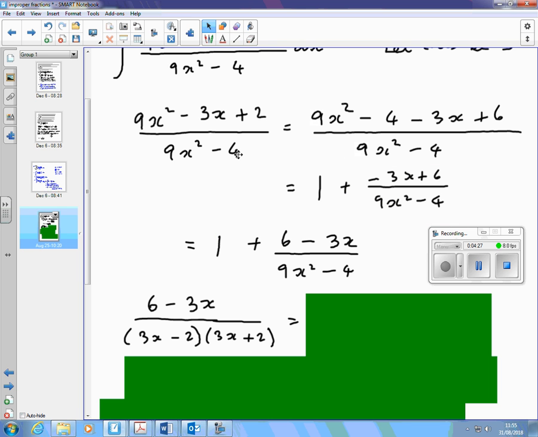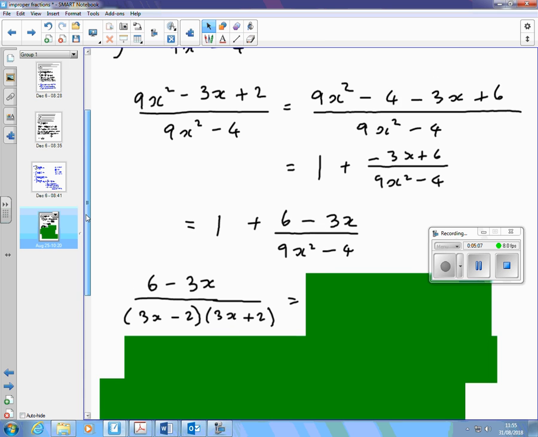So I started by writing 9x squared minus 4, and then making an adjustment. So I wanted plus 2. So instead of minus 4, I've written minus 4 plus 6. And there was also the minus 3x. So I have 9x squared minus 4 over 9x squared minus 4, which gives me 1. And then I have minus 3x plus 6. It's usual to write this fraction with numerator 6 minus 3x, so that it's obvious that the minus sign only applies to the 3x.